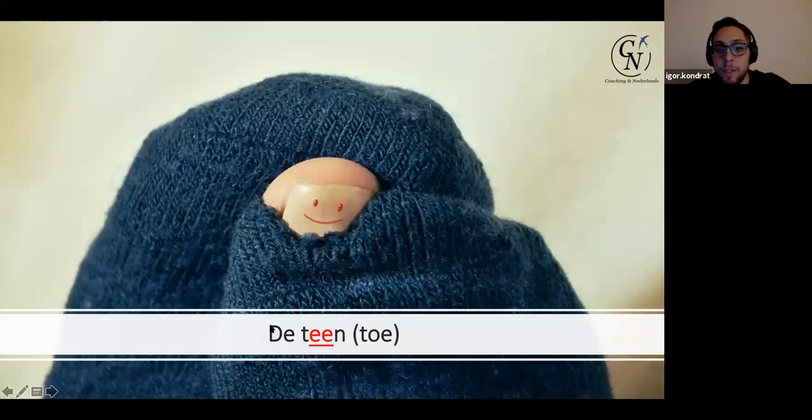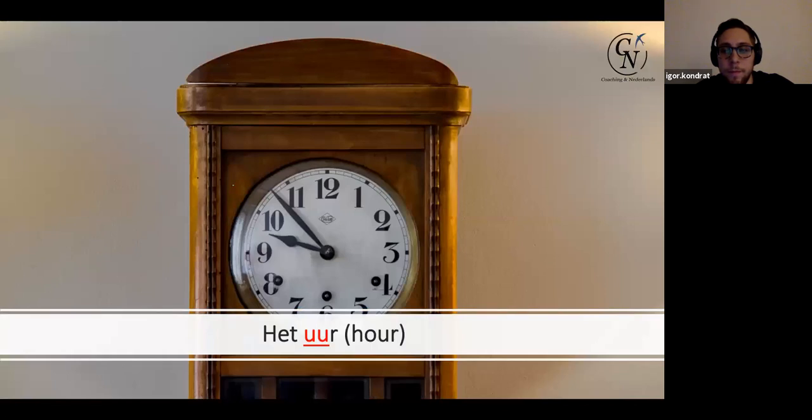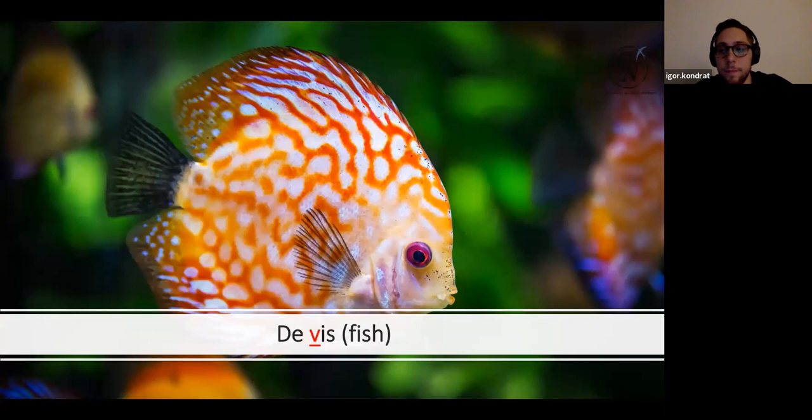And we have the toe, so it's the teen. Make it longer. The teen. Het uur. It's the hour. Het uur. Make it also longer. De vis. The fish. It's with the F, the fish. Een mooie vis in de zee. A beautiful fish in the sea.